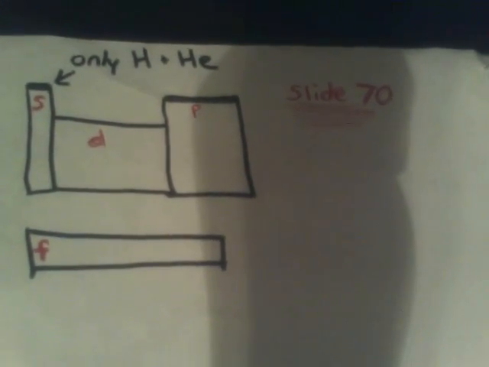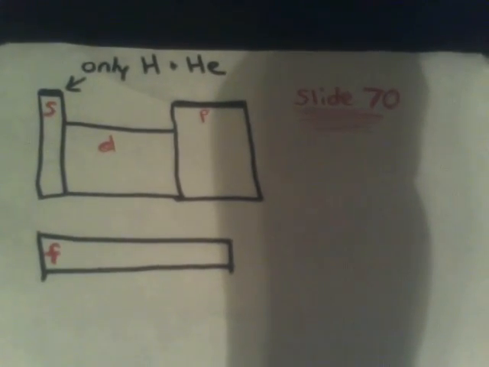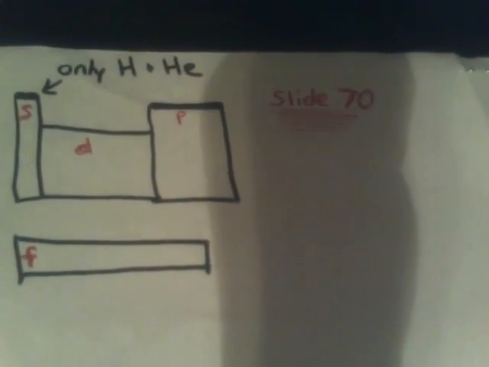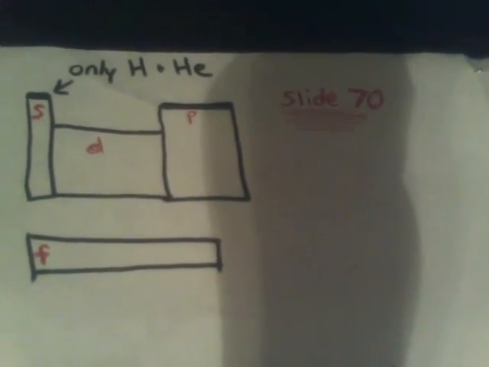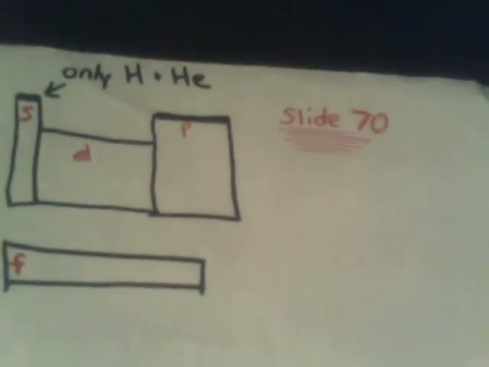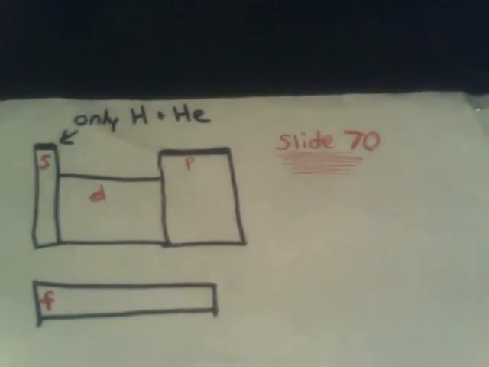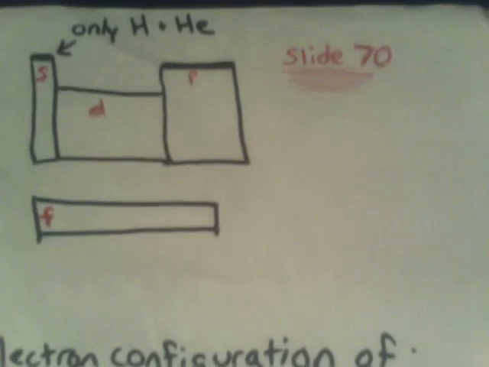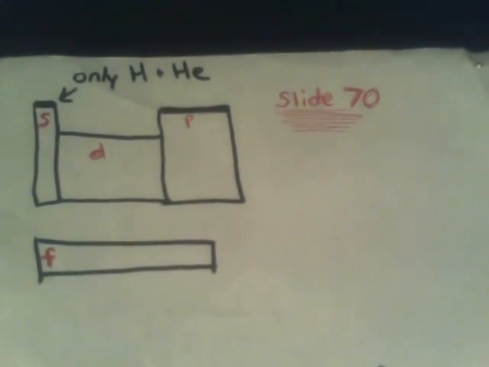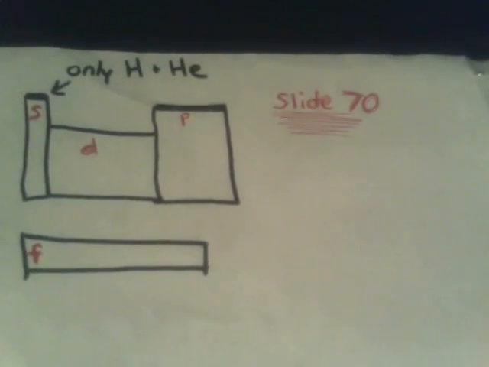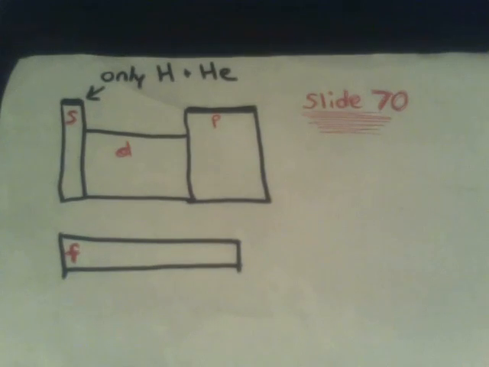Alright everybody, in this video we are going to find out how to do electron configuration. This is going to be a bit of a shakier video because I have to move the camera around a bit, but if you look at slide 70 on the slideshow for chapter 6, you'll see a more helpful representation.